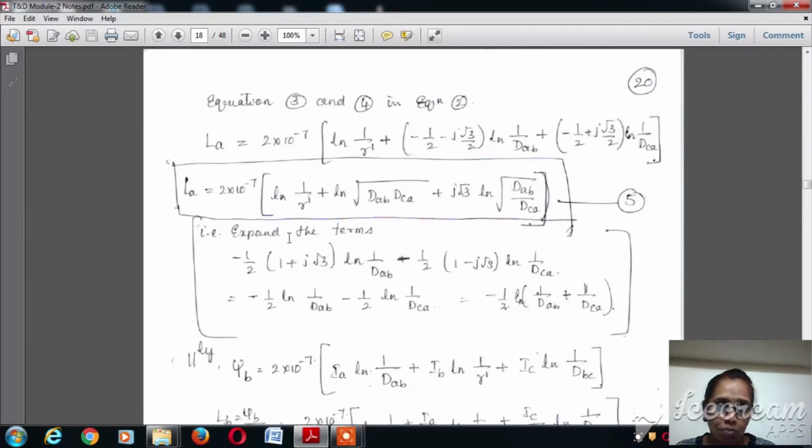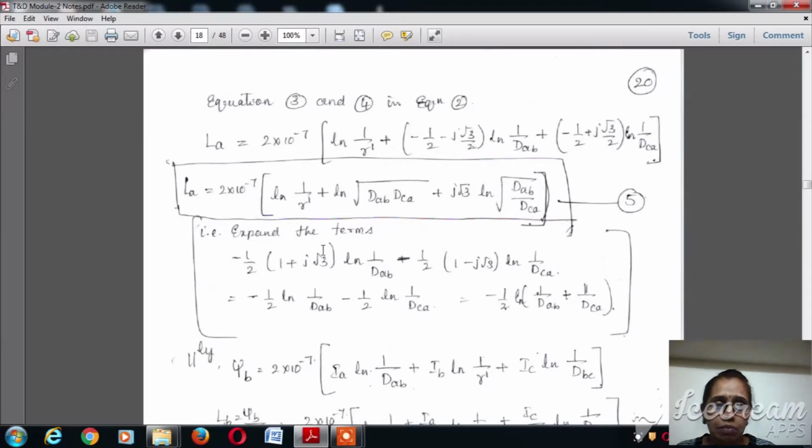into whole multiplied by ln 1 divided by R dash plus ln square root of DAB DCA plus j root 3. We are going to take the real terms on one side and the imaginary terms on the other side. So we take j root 3 as common, j root 3 into ln of square root of DAB divided by DCA. Keep this as equation 5.